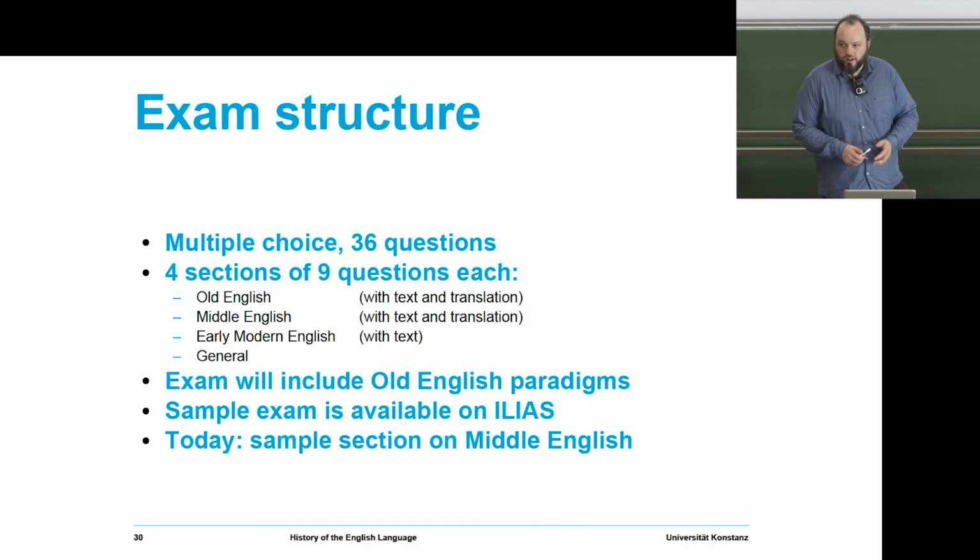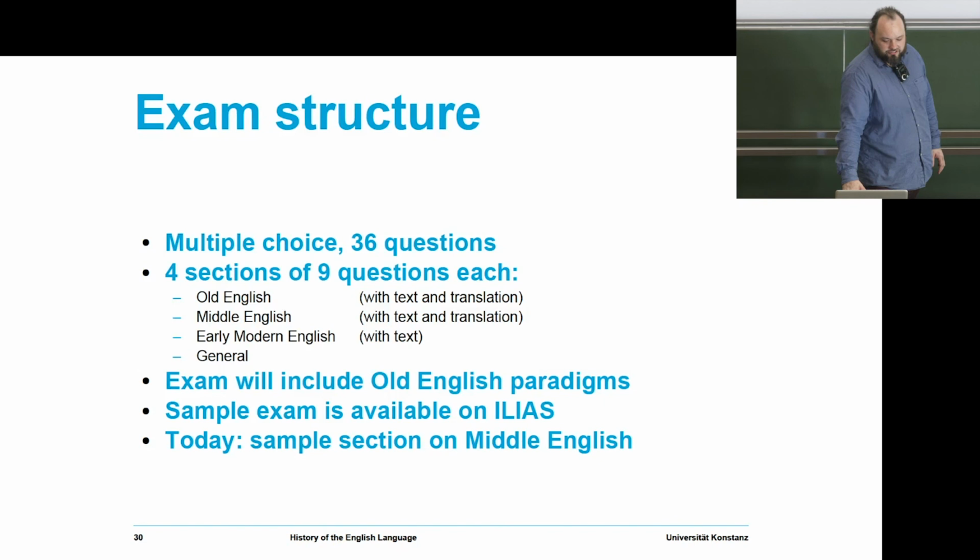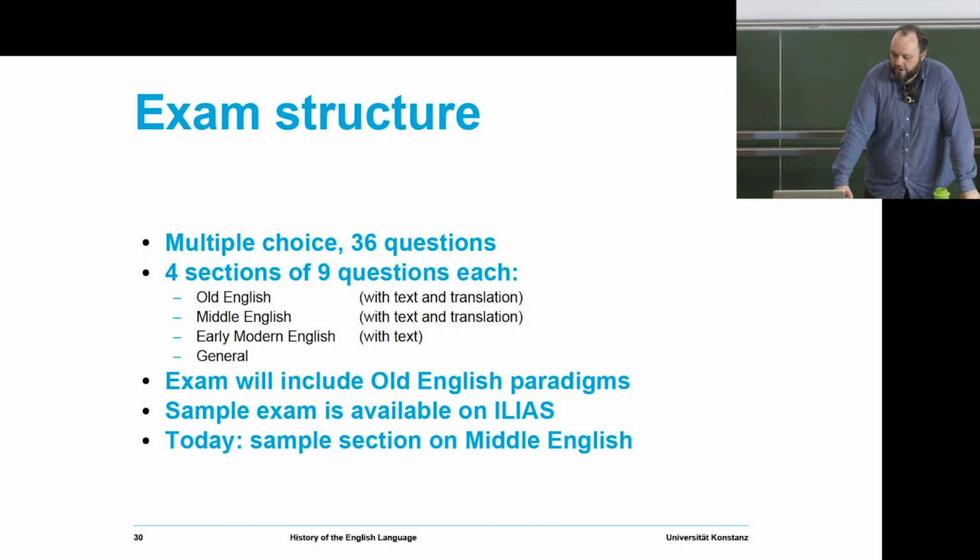So here is the structure of the exam. It's multiple choice. There are 36 questions. And within the exam, there are four sections. Each of them has 9 questions. So there's an Old English section. Here you'll get a little text. You'll get a little translation of the text. So you don't have to translate the Old English yourself.